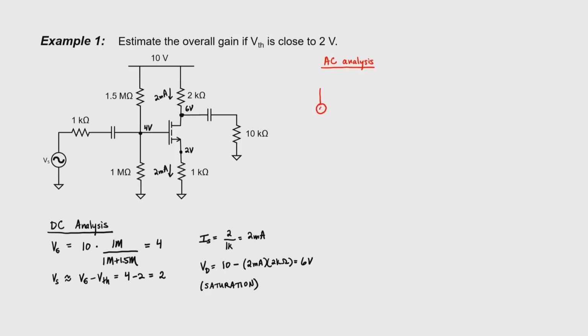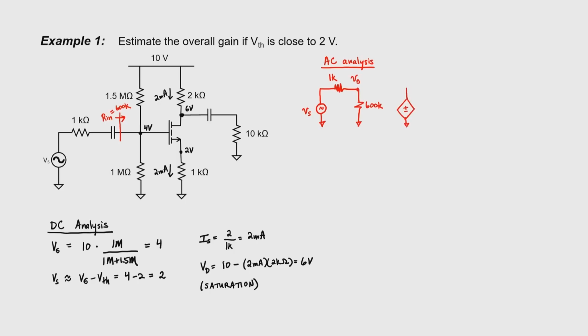Let's draw an AC equivalent circuit. So we have our signal. We then have a 1 kilo ohm signal impedance. Let's assume that our capacitors are large, in which case the signal is not attenuated at all through the capacitor. And we then have our input impedance. So the input impedance here is just 1.5 in parallel with 1. That works out to be 600 kilo ohms. So at this point, we have our AC gate voltage and a 600 kilo ohm input impedance.